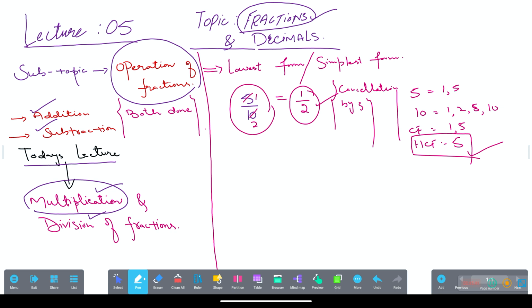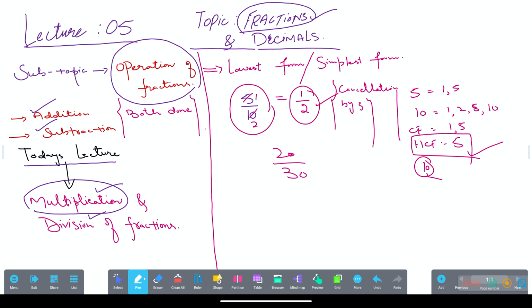Not necessarily can you do it only by HCF. If there are common factors other than the highest one, you can do cancellation by those numbers as well. But at the end, whenever you multiply those numbers, if you do the cancellation by smaller numbers, you get there in steps. Suppose I am having 20 by 30. I know 20 by 30 has highest common factor 10. You can do directly by 10. By doing cancellation by 10, it will directly come in the simplest form.